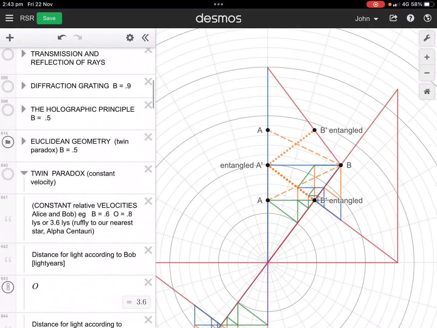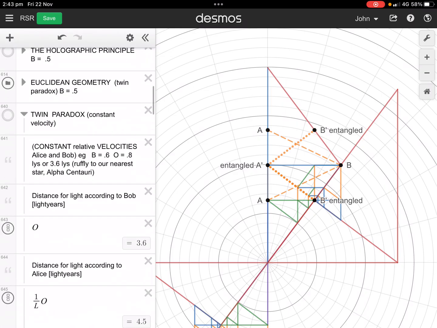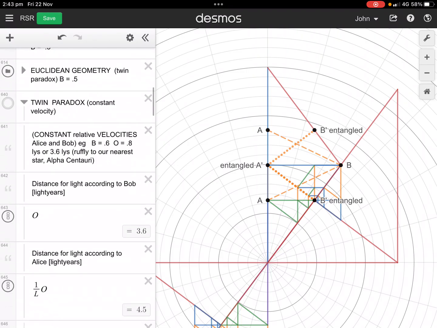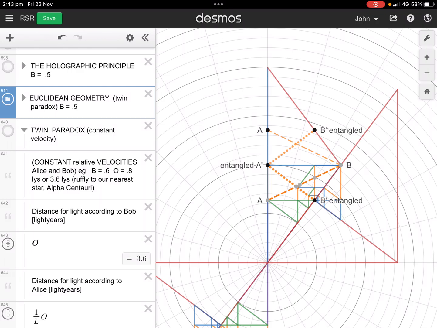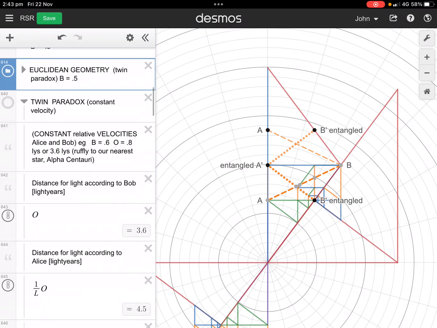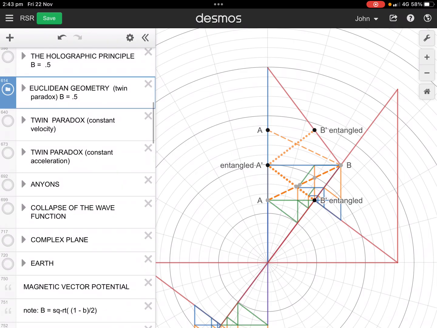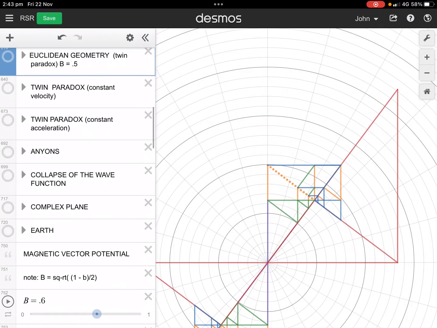Okay, so according to me, A primed is entangled with B primed, because they're on the same line of simultaneity according to Alice, that one, whereas this is the line of simultaneity according to Bob. A and B are on the same line of simultaneity according to Bob, and I'll demonstrate why I believe in that later.